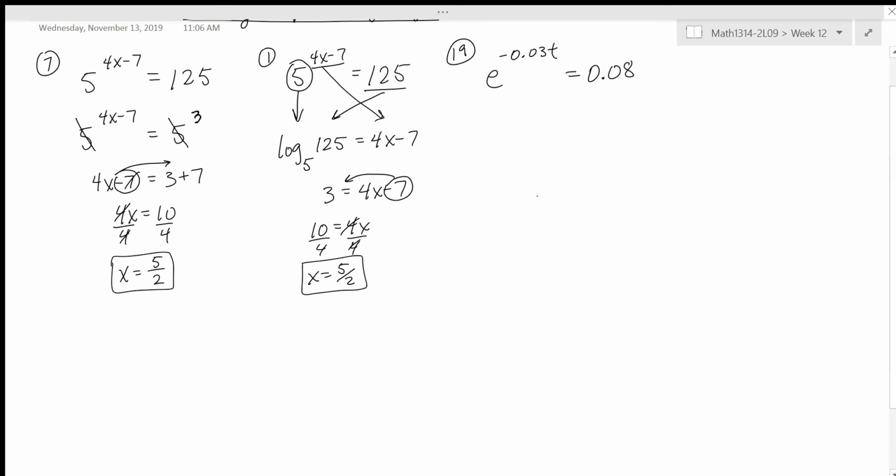So, what is the base? The e is the base, right? Because it has an exponent. And we're going to bring the base down. That's going to be log base e. And switch the other two around.